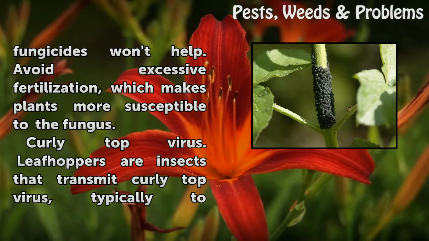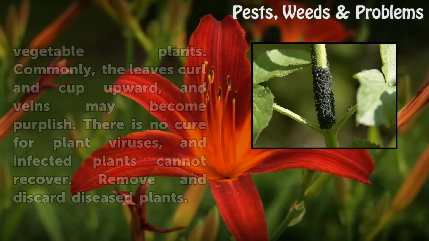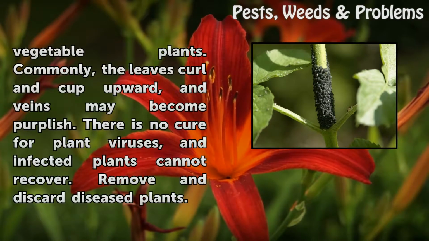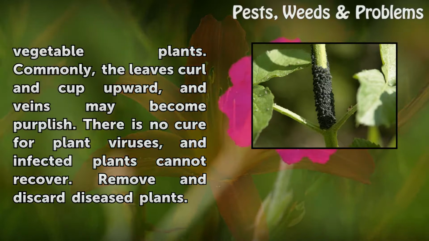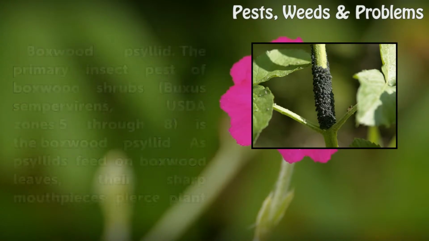Curly top virus. Leafhoppers are insects that transmit curly top virus, typically to vegetable plants. Commonly, the leaves curl and cup upward, and veins may become purplish. There is no cure for plant viruses, and infected plants cannot recover. Remove and discard diseased plants.